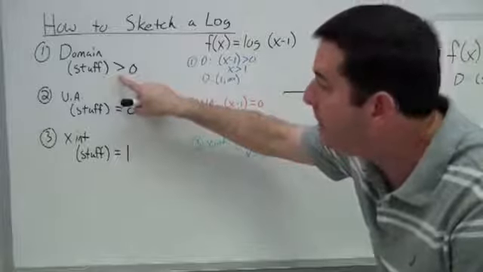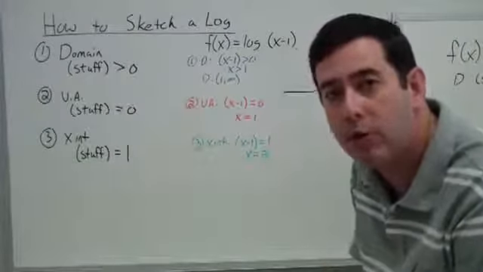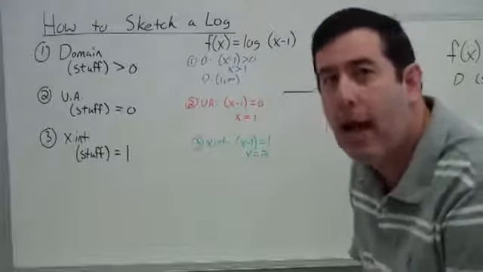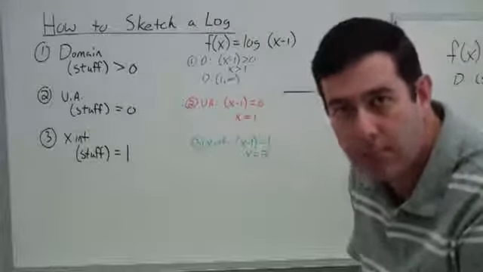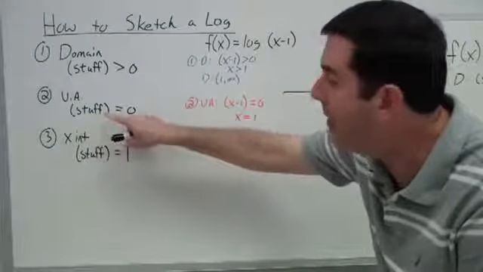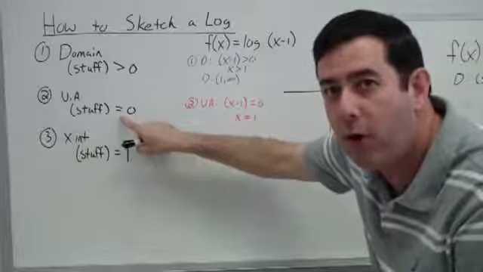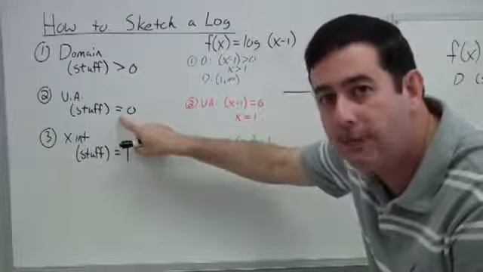The second step, we'll have vertical asymptotes for these logarithmic functions. They will occur at the boundary of that domain. So to find where the vertical asymptote is going to be, let's take the stuff in parentheses and set it equal to 0. This will be our vertical asymptote, and it's x equals a number since it's vertical.